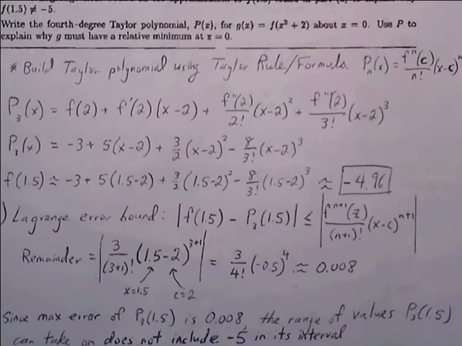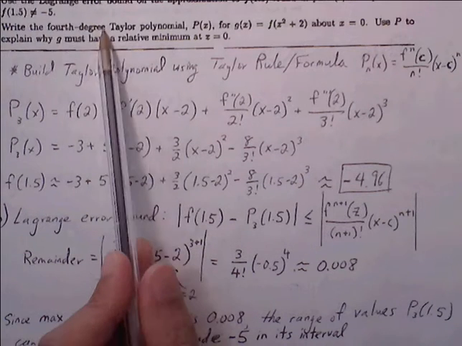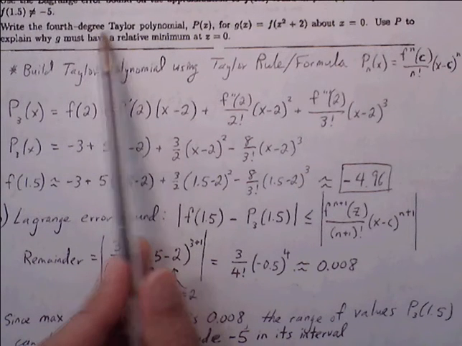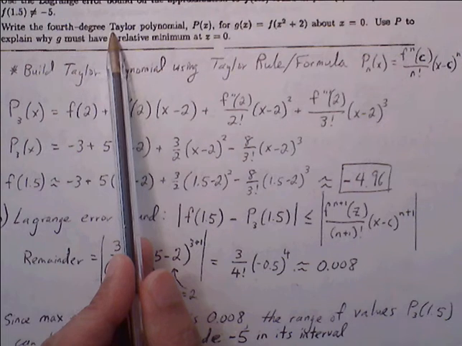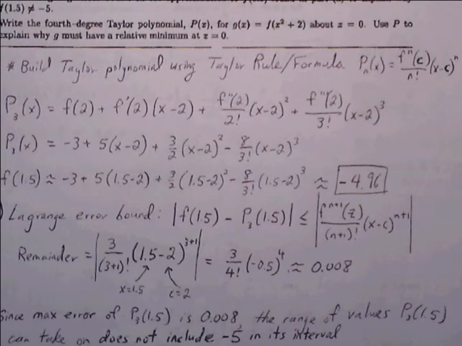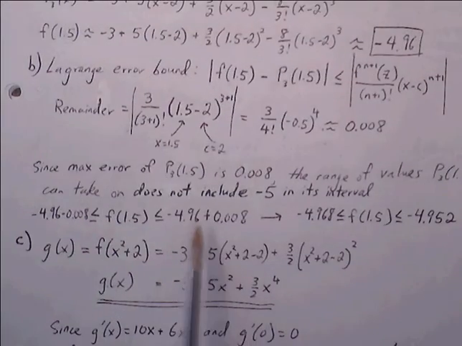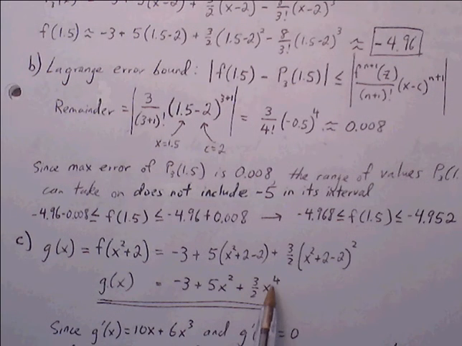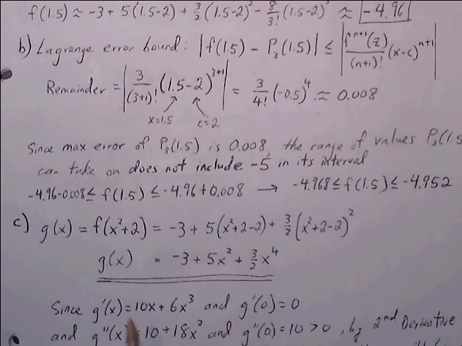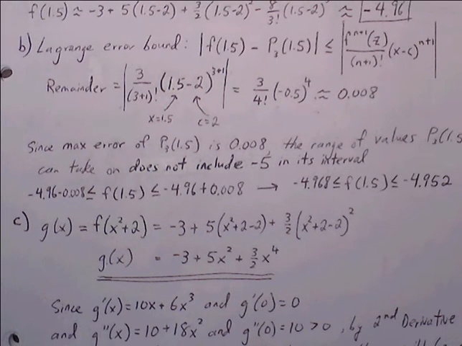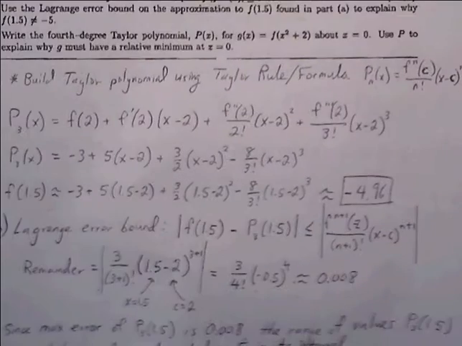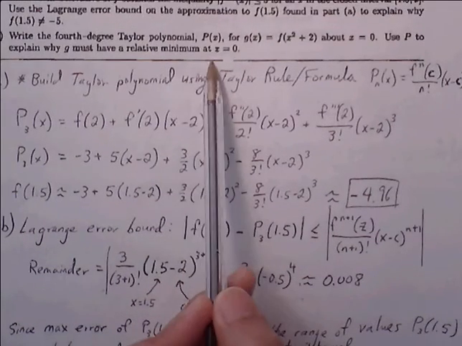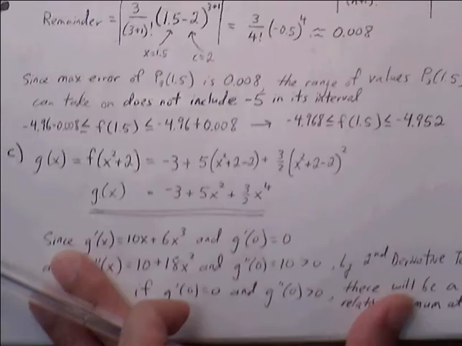Now, keep in mind that the fourth degree polynomial doesn't mean that there's going to be 4 terms. It just means that the last term is going to have a degree of exponent 4. So we see that after the third term, we can stop there because the third term has a degree of 4. So here we have our fourth degree Taylor polynomial. Now the next part says use P to explain why g must have a relative minimum. Now this is our g of x here.